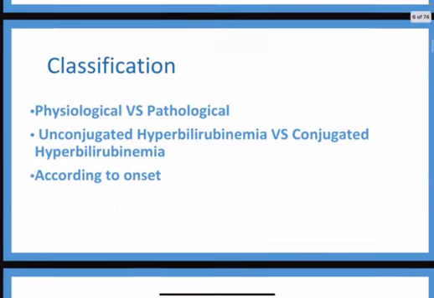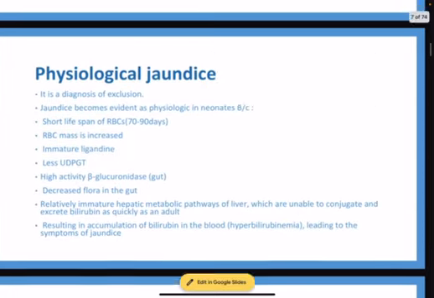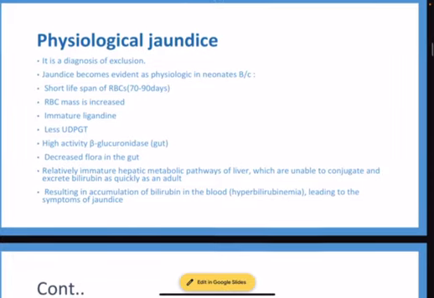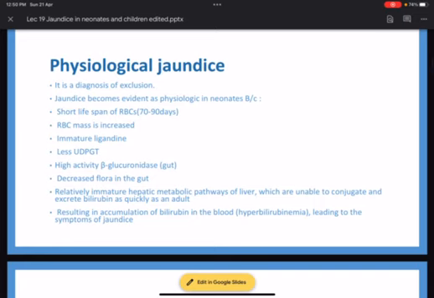How do we classify jaundice? Either according to its underlying cause and outcome, into physiological and pathological, or according to whether it is unconjugated or conjugated, direct or indirect. Some classifications follow the onset of symptoms. The term physiological jaundice refers to something that's not pathological, where there's no underlying pathology causing this hyperbilirubinemia.